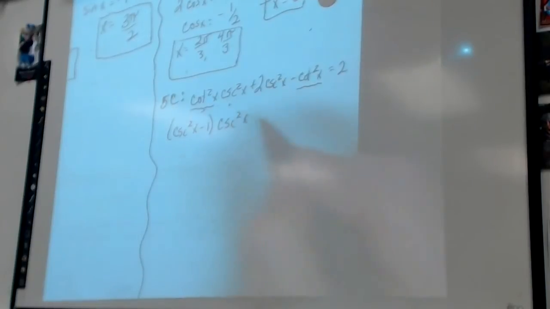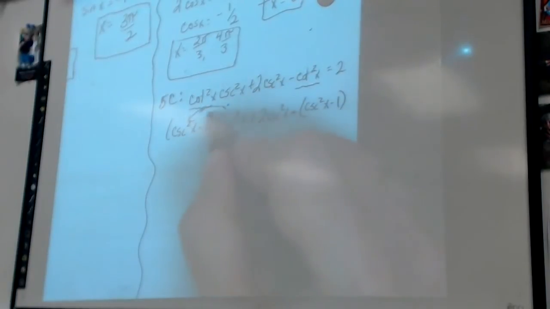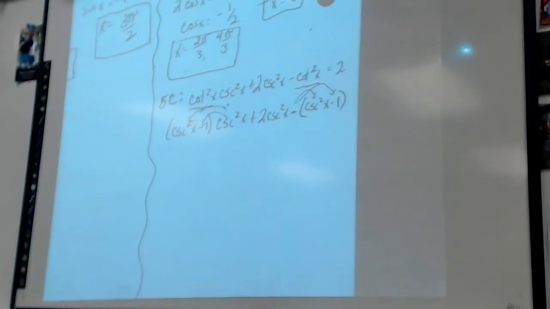Times cosecant squared x plus 2 cosecant squared x minus, and then we're going to replace this cotangent squared with cosecant squared x minus 1. Now we're going to distribute, and distribute our negative to get rid of those two sets of parentheses.